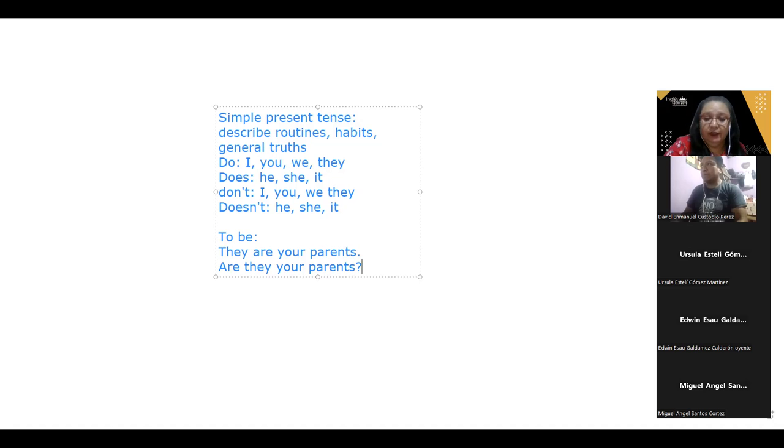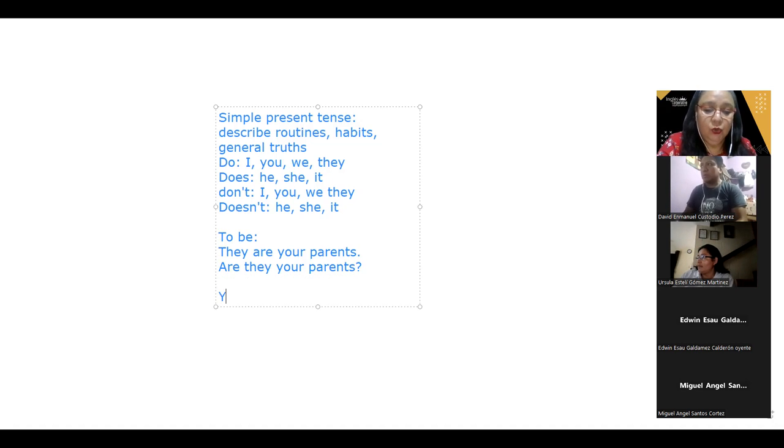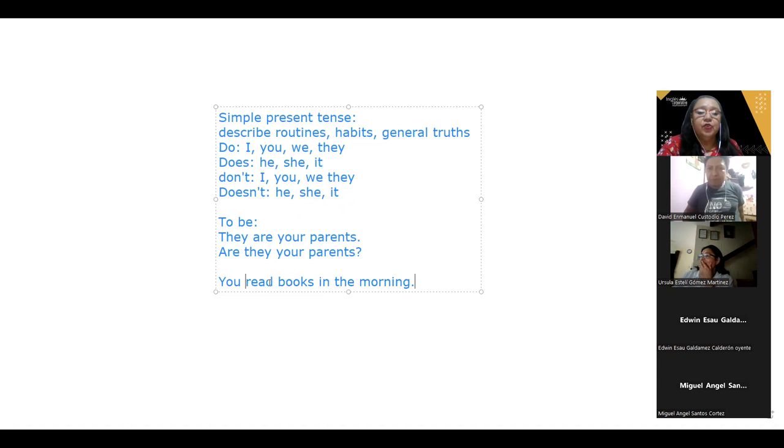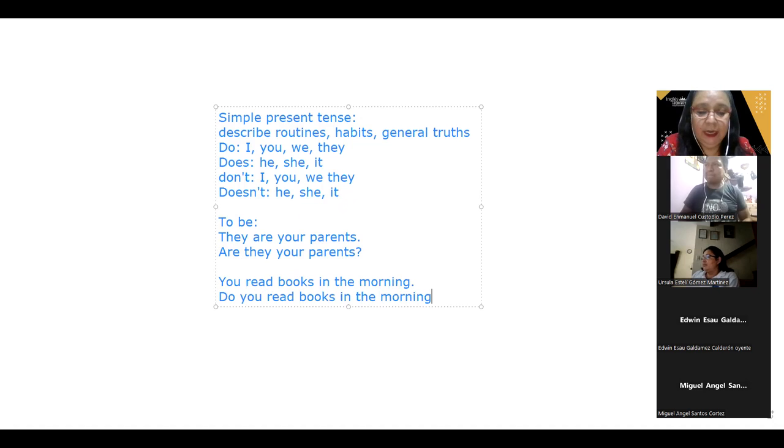But if we use another verb, for example, you read books in the morning. In that sentence, you don't see the verb to be, correct? The main verb is read, correct? Yes. So now let's change this sentence into a question. Do you read books in the morning? Excellent. Do you read books in the morning? With a question mark. Yes. Because the verb is read, and in this sentence, we don't have any modal auxiliary.